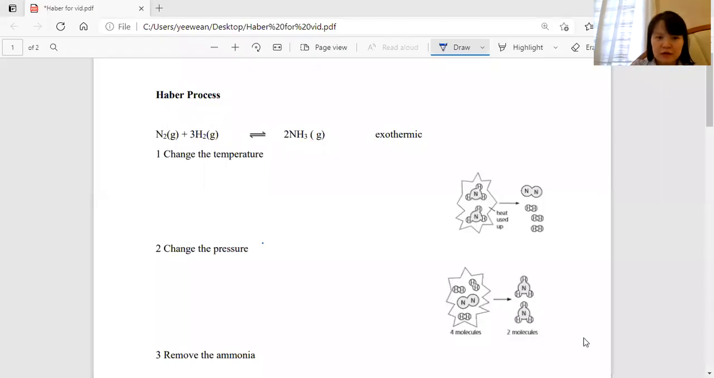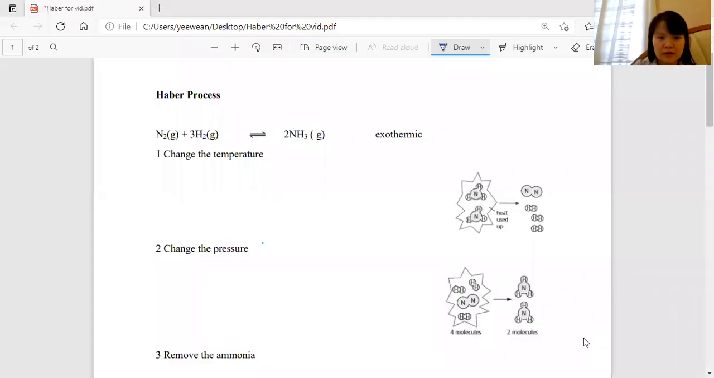This video is for the revision of Haber process IG level. Haber process is a reversible reaction, so we use the reversible arrow here. And this process is to form ammonia. So one mole of nitrogen gas will react with 3 moles of hydrogen gas, and that will form 2 moles of ammonia gas. And this process is exothermic, meaning it will release heat.